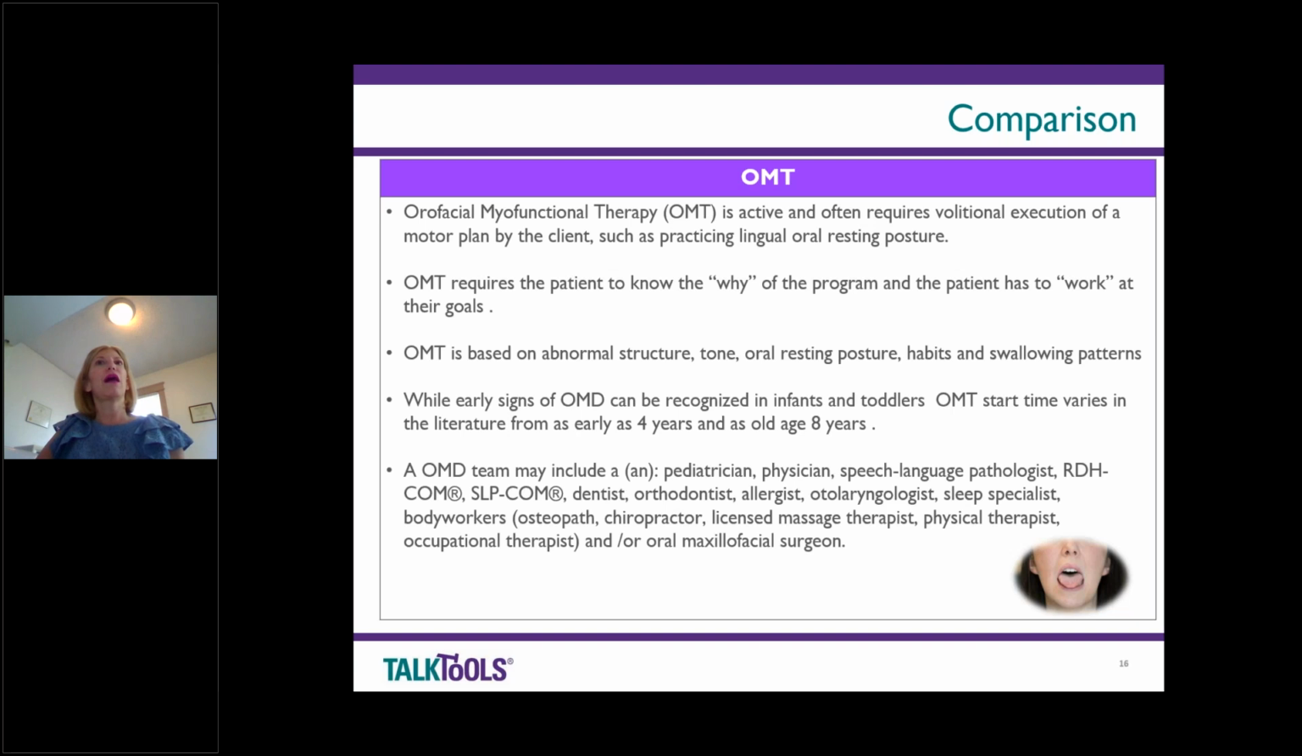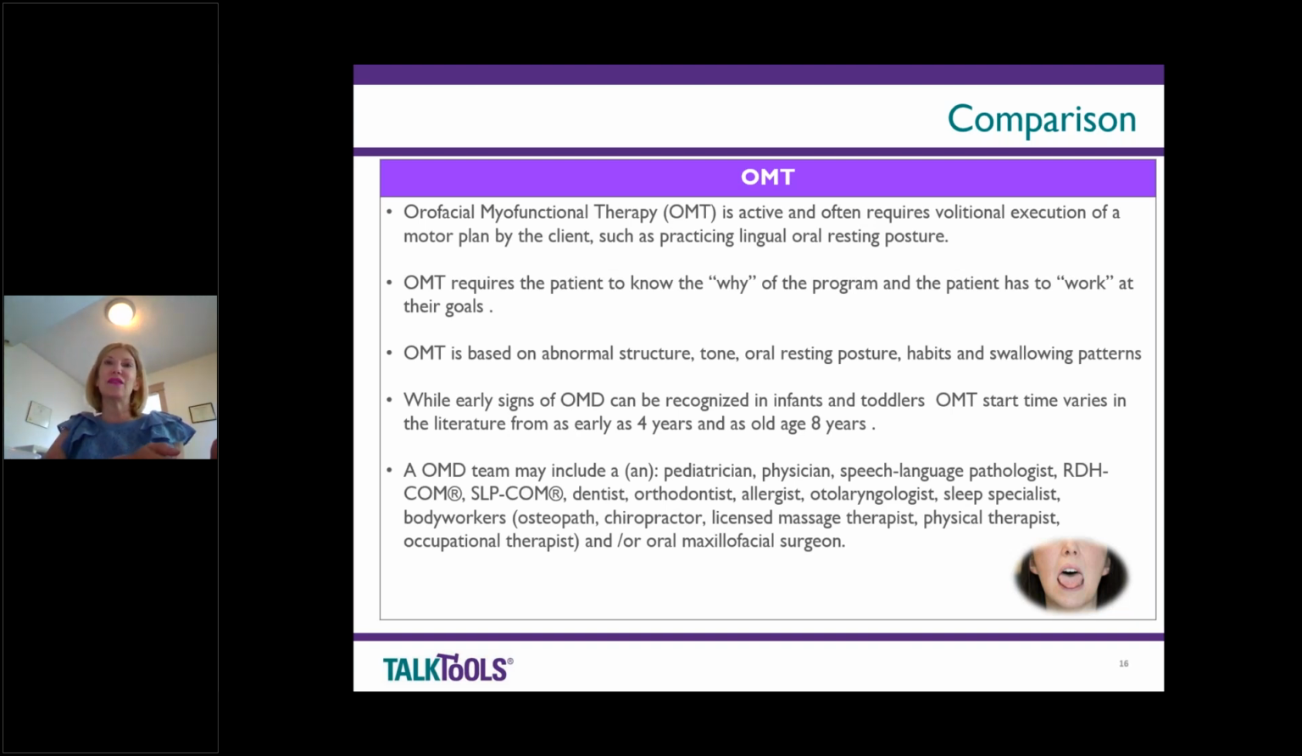In comparison, orofacial myofunctional therapy may overlap, but it has some distinct differences. The first is that it's an active and often requires volitional execution of a motor plan by the client. So we may be teaching oral resting posture, and one of the ways I teach oral resting posture is I talk about keeping the tongue in the house and open your mouth, tongue tip to the spot, raise your tongue to the roof, close the door, close the screen, and practice the resting.